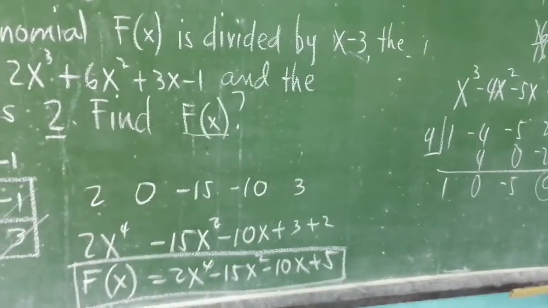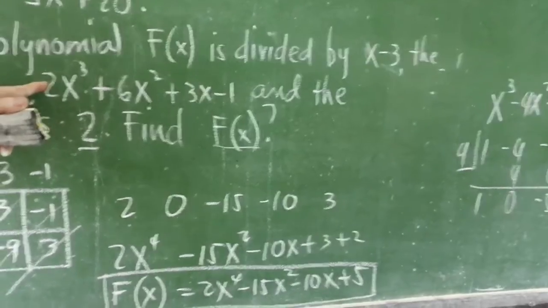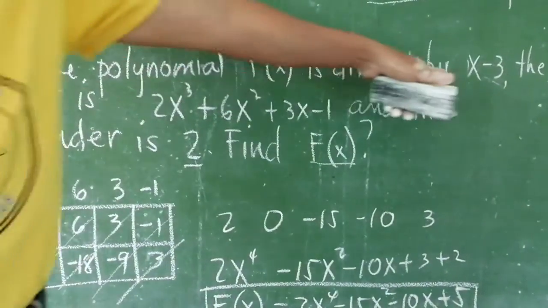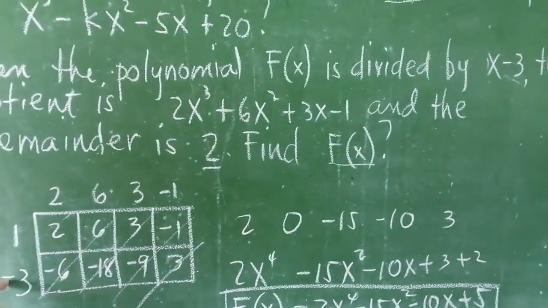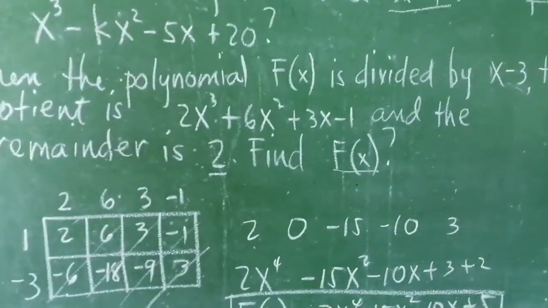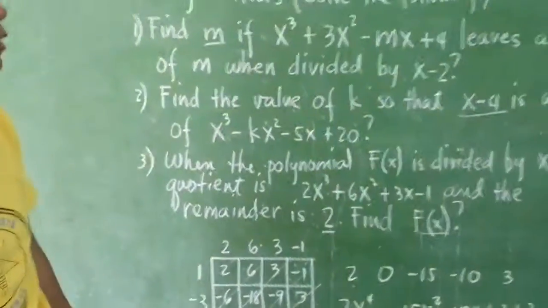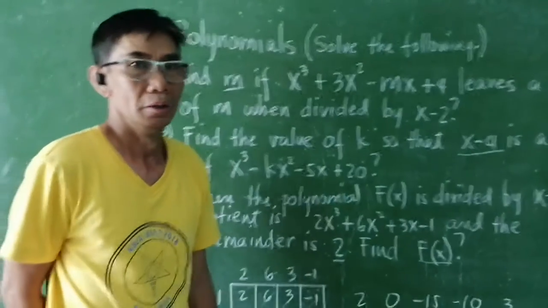Okay, so we can just multiply actually this polynomial here times x minus 3, and then you add the remainder. But we did it this way. This is called the lattice method. So this is the solution for these simple problems about polynomials. Okay.